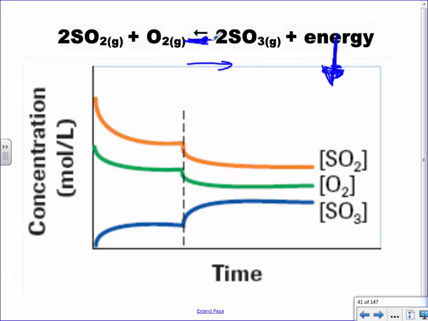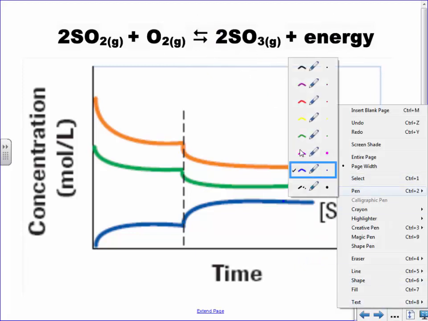And so what ended up happening was it tried making more SO3, and therefore you had a little bit less of the SO2 and the O2. But eventually it caught back up again, and the forward and reverse reactions became equal. But in the meantime, you actually managed to make yourself a little bit more. Let's try the opposite here. I know this isn't what the graph shows, but hypothetically, let's say you increase the temperature.